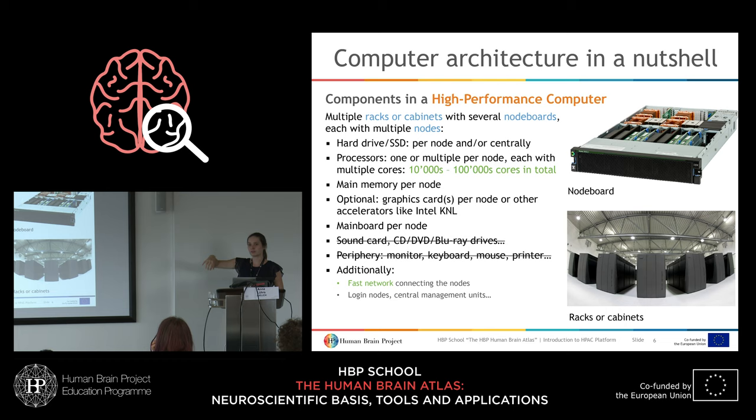Each of these node boards typically has multiple nodes. And every node has more or less the elements that a normal computer at home also has. So you have typically some kind of hard drive or SSD. There are already supercomputers where that's elsewhere in the system, but typically there is some storage as well. There are one or multiple processors. These typically have multiple compute cores, the actual units that compute something. And this adds up to a lot. Typically, high-performance computing systems or supercomputers have 10,000 to 100,000 compute cores, whereas your computer at home is a quad core, so it has 4 or maybe 8. So it's hundreds, thousands of times more compute power, and that's where the power of supercomputers comes from.